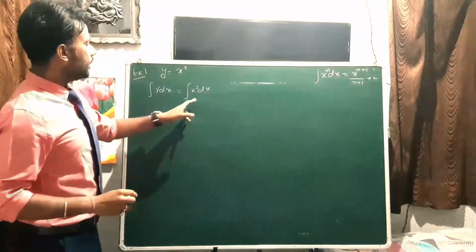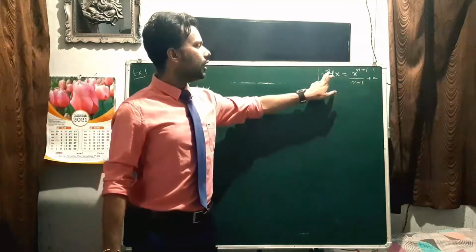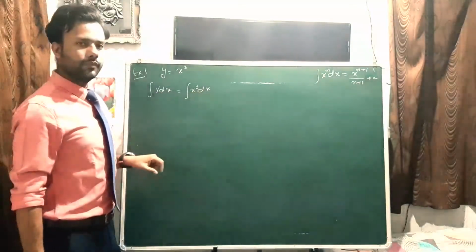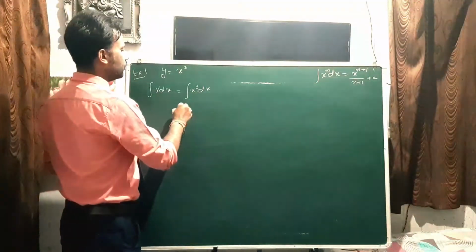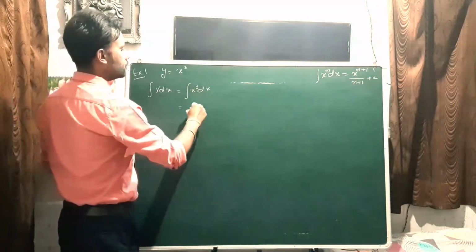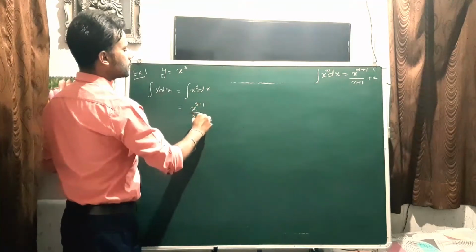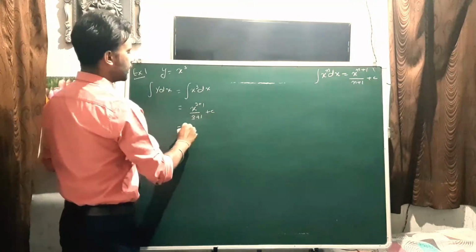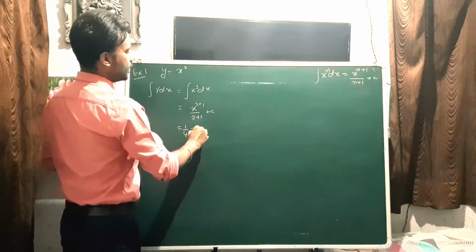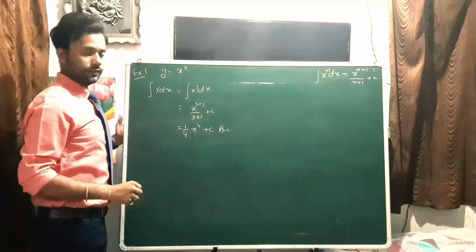dx. Now compare this with the general result. You can see here our n is nothing but 3. So what is the formula? The formula will become x to the power n plus 1 upon n plus 1. So n is 3, so 3 plus 1 upon 3 plus 1 plus c, that's nothing but 1 by 4 x to the power 4 plus c, and that will be the answer.